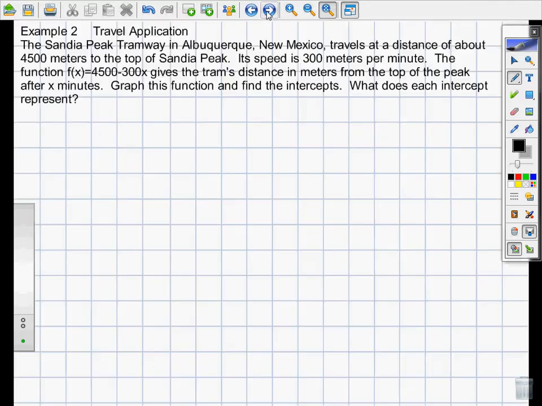All right, let's flip to the next page where example 2 is. They give us a travel application. Now let me read it to you. The Sandia Peak Tramway in Albuquerque, New Mexico travels at a distance of about 4,500 meters to the top of Sandia Peak. Its speed is 300 meters per minute. The function f of x equals 4,500 minus 300x gives the tram's distance in meters from the top of the peak after x minutes. Graph this function and find the intercepts. What does each intercept represent?